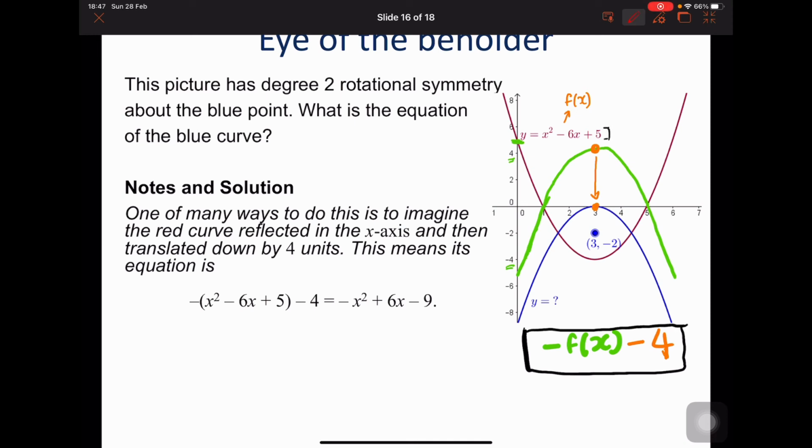So we can see that this is our f of x. So negative f of x will be negative x squared plus 6x take away 5. Then we just take away 4. And if we do that, we will end up with this as our answer.